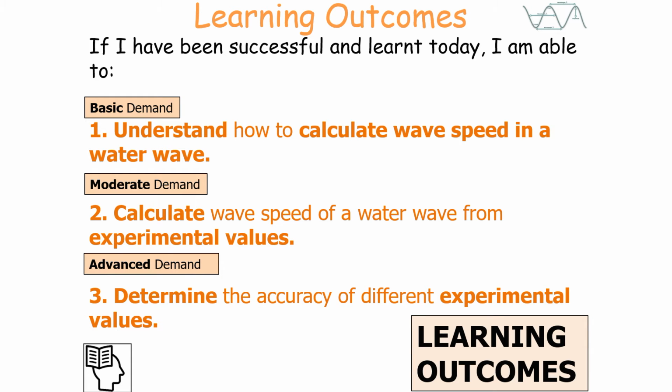If we're successful in today's lesson, we will understand how to calculate wave speed in a water wave, we can calculate the wave speed of a water wave from experimental values, and then finally we can determine the accuracy of different experimental values that you would gain in this experiment.